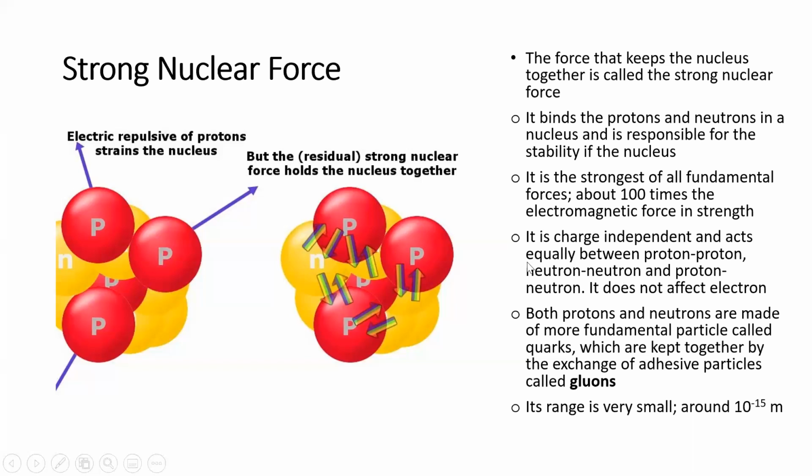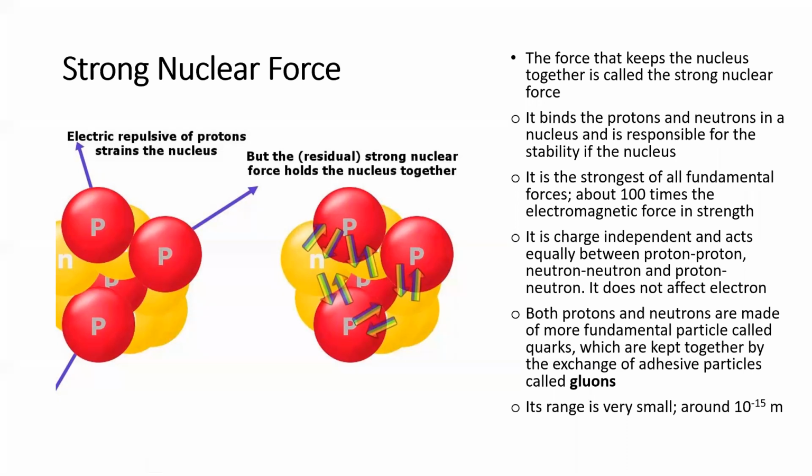And it is charge independent and acts equally between proton and proton, neutron and neutron, and proton and neutron. It doesn't affect the electron. It affects only the protons and neutrons. Now, we said that gravitation is between particles having mass, and electrostatic force is between particles having charge. So how can we describe the strong nuclear force? It acts on particles made of quarks. Both protons and neutrons are made of a more fundamental particle called quarks. Electrons are not made of quarks. Electrons are themselves fundamental in nature. They are not made of any other particles. But protons and neutrons are not fundamental in nature. They are made of quarks, which are kept together by the exchange of adhesive particles called gluons.